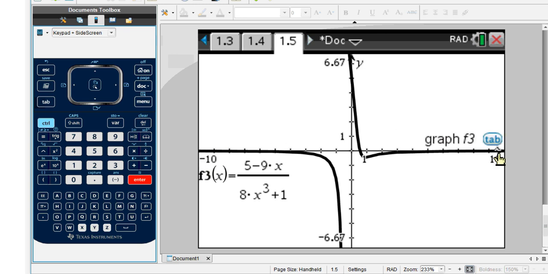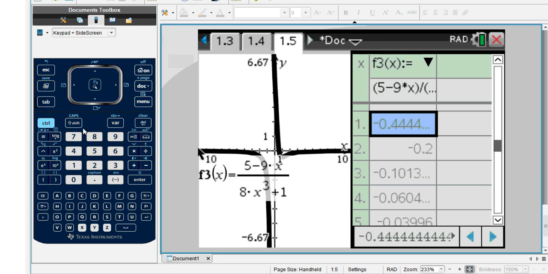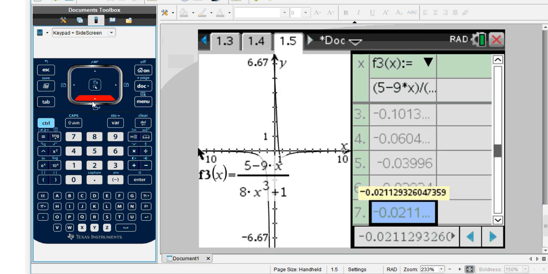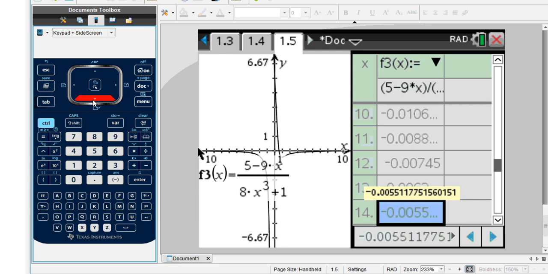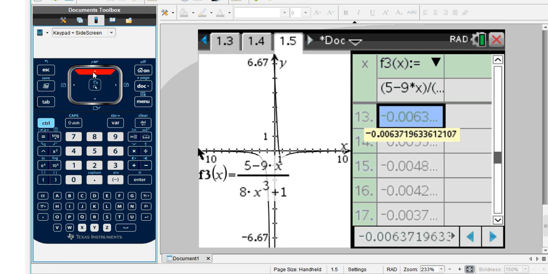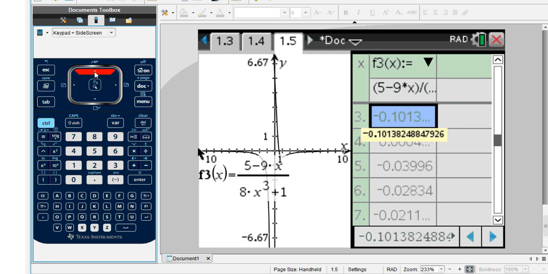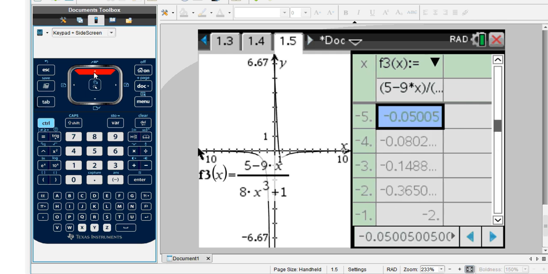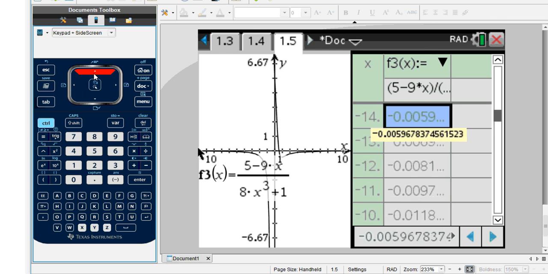Now it looks like our horizontal asymptote is at 0. And analytically I can understand why that's the case, but let's go look at the table view as was recommended. So Control T, and if we go to the right, we can see we're getting close to 0 in a hurry. And as we go to the left of the y-axis, we're getting close to 0 in a hurry also. And very close to 0.